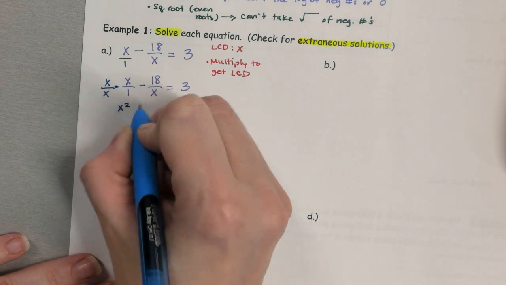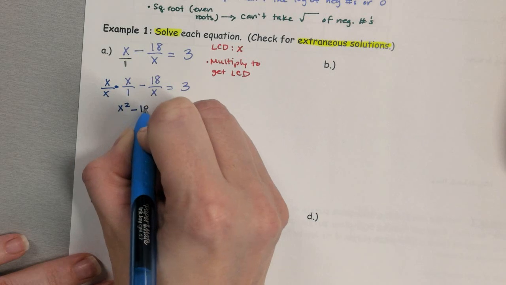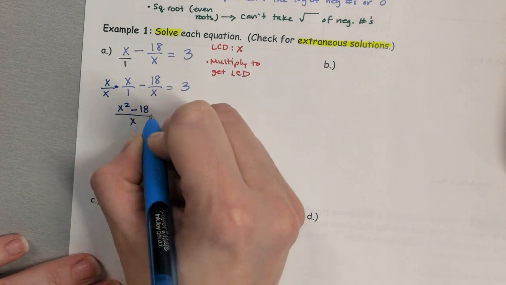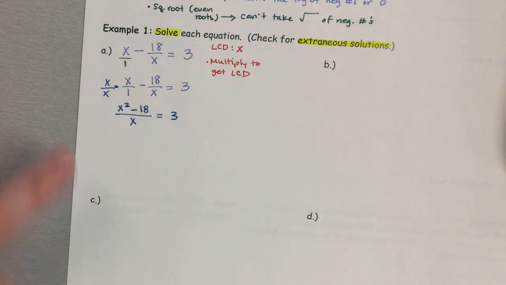X squared. So on the top, in the numerator, I have x squared minus 18. On the bottom, I have x. Because once you have a common denominator, you can just subtract straight across. Okay?